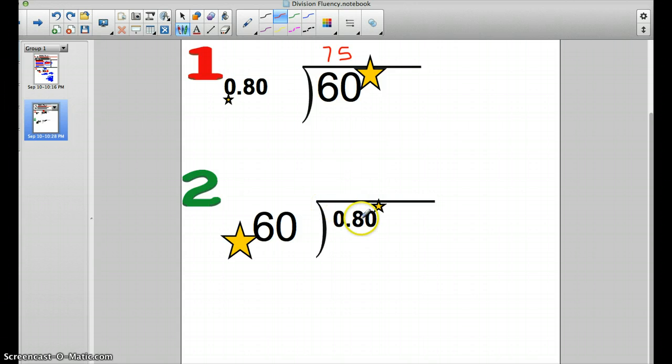So I'll do some language conversion. I'm going to move this decimal 1 and 2 spots over. So now I've got 80. And I'm going to move the decimal from the 60, which is over here, 2 spots over. 1, 2. That gives me 6,000. So now I've got 80 divided by 6,000. And this is where you can begin solving the problem.